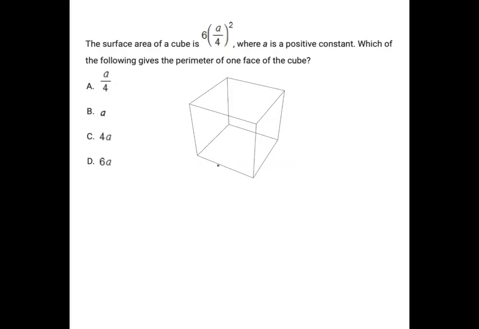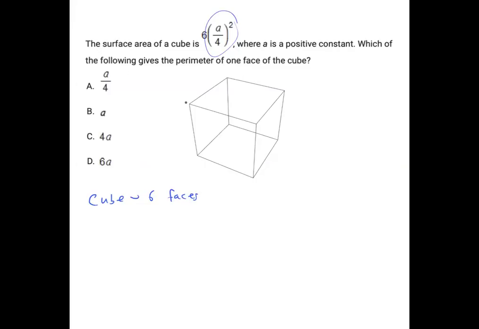Now, that makes a lot of sense because a cube will always have 6 faces. It has the top, the bottom, and then the 4 faces coming around the 4 sides of it. So a cube is going to have 6 faces. They're all going to be identical because a cube is a rectangular prism with 6 identical faces. So if the surface area is 6 times some number, we can assume that this part here is the area of one face, because that's what the surface area is.